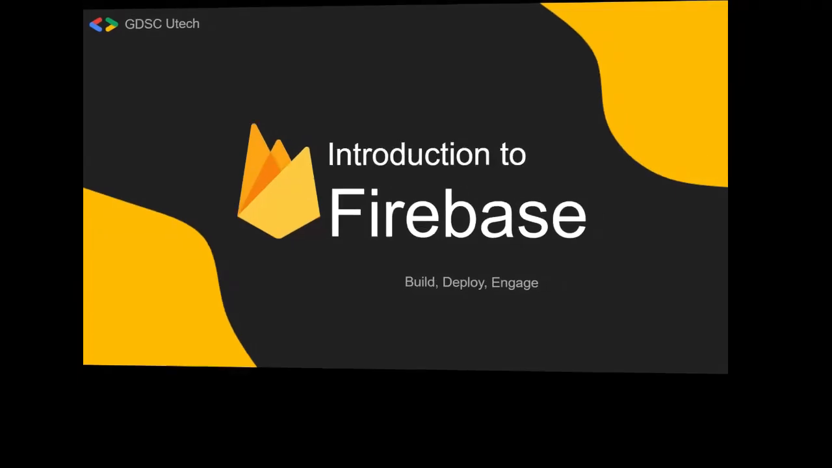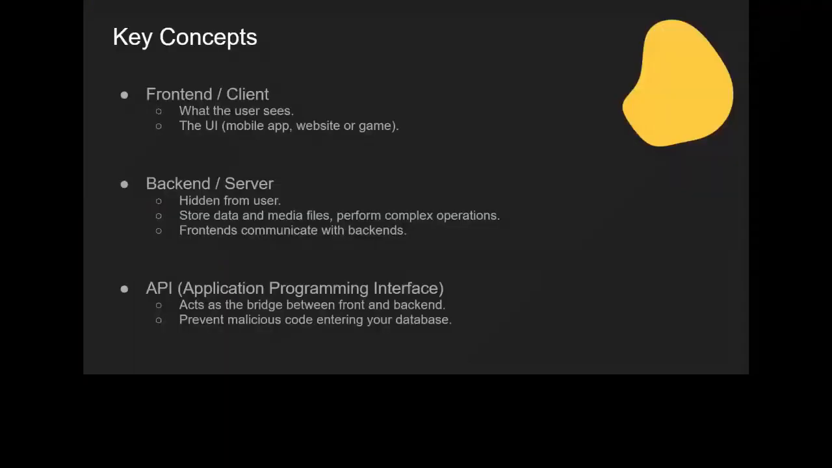All right, before we go any further, let's try to understand some of these key concepts. So firstly, we have the front end or the client. What that is, basically, is just anything the user can see and interact with. So it's your user interface. It can be an app, a website, or a game. As long as you can see it and interact with it, that's the front end.